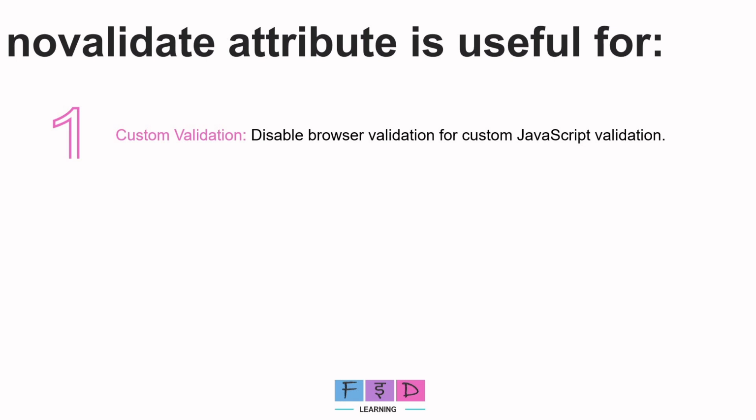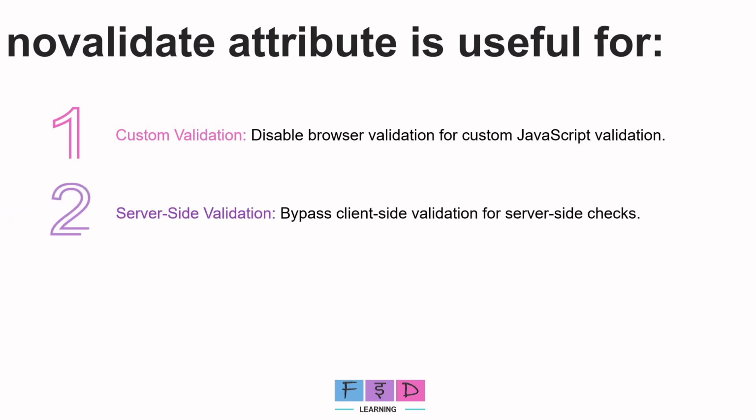When we want to perform custom validation on the form fields using JavaScript, we can use the novalidate attribute to disable the browser's built-in validation. Second, the novalidate attribute is useful for server-side validation. In some cases, we may prefer server-side validation over client-side validation. So by adding the novalidate attribute, we can bypass the browser's built-in validation and rely exclusively on server-side validation. This approach is particularly useful for complex validation rules or when integrating with existing server-side validation frameworks.